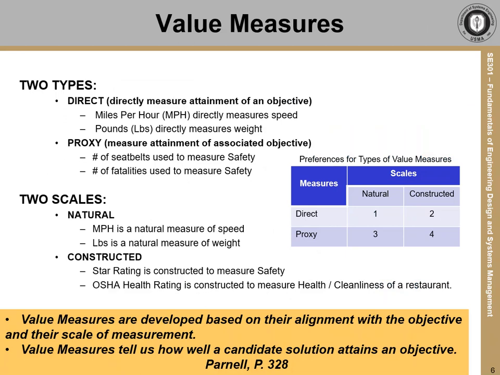Recall that we can have direct or proxy value measures based on whether the objective can be measured directly. Additionally, value measure scales are either natural or constructed, depending on whether the quality being measured has a physical quantity or rate associated with it. Direct value measures with natural scales are the most preferred type.